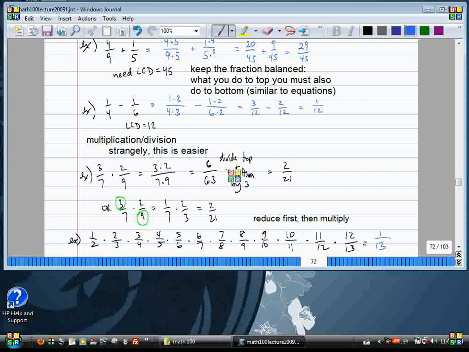Right. So I think of it all as one big fraction. So it's lots of stuff multiplied together over lots of stuff multiplied together, and everything in the top cancels except the 1, or cancels to a 1, and everything in the bottom cancels except the 13. So you get 1 over 13. Think of it as just one big fraction. Okay. So that's a fun little reduce first business.